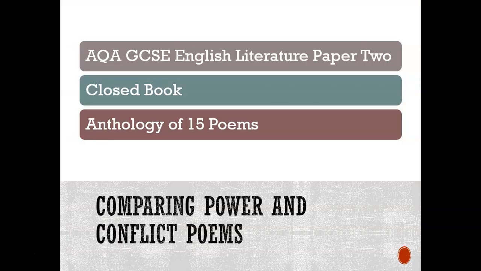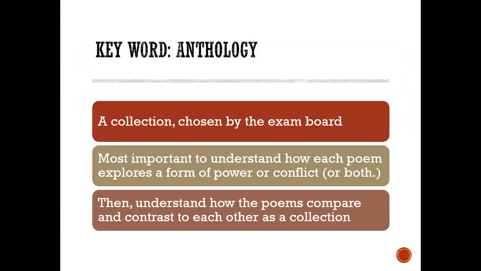So on to the main task, the main topic of this video, comparing Power and Conflict poems. You are building up to your AQA GCSE English Literature Paper 2. This is a closed book exam, so there are no anthologies in the exam hall, and it is an anthology of 15 poems. However, the key word here is anthology, so this means it's a collection chosen by the exam board. The most important thing is to understand how each poem explores a form of power or conflict or both.